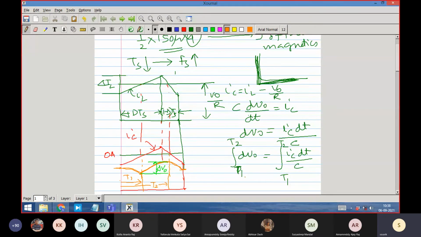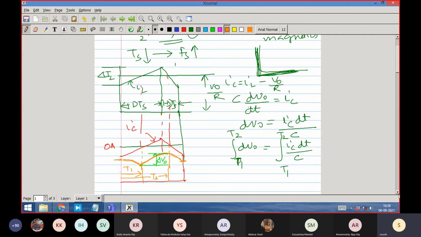Because I am just interested in calculating delta V naught through integration, right? So through integration, I have to integrate only between T1 to T2 to get the magnitude of delta V naught, right? So what is T1 and what is T2? From observation, and from mathematics also, we can easily see that this is a slope. T1 must be where? Can anybody tell what is the value of T1?